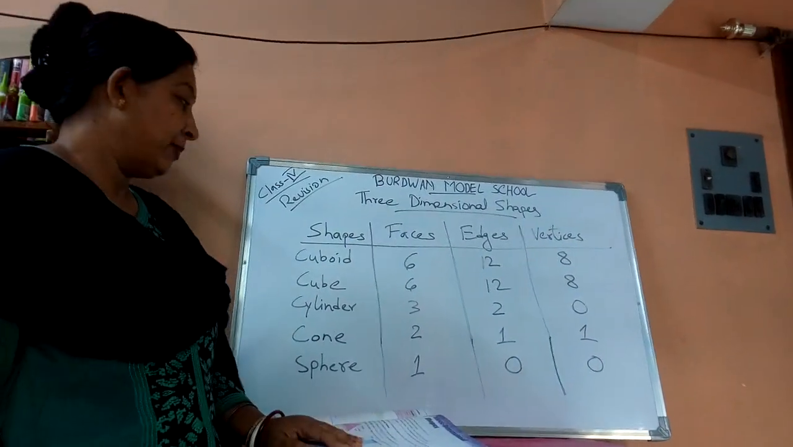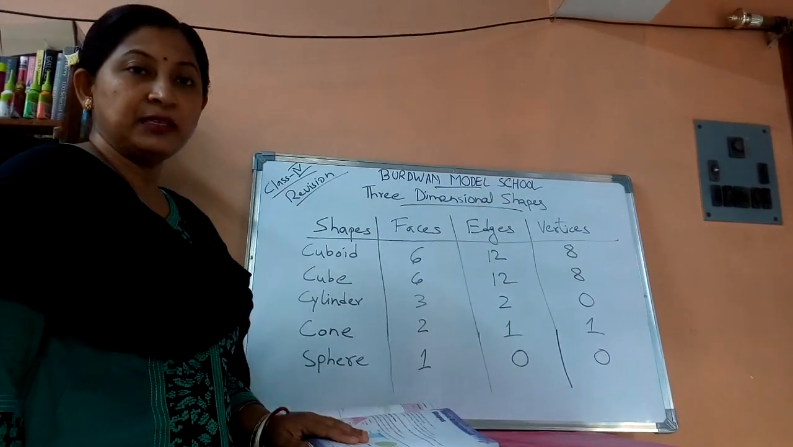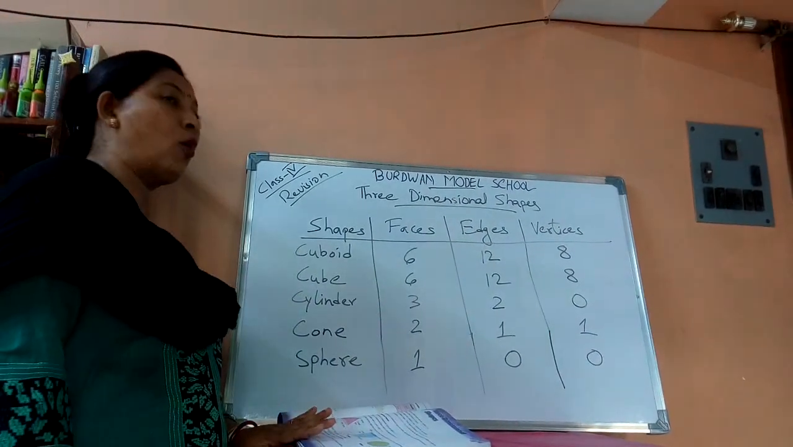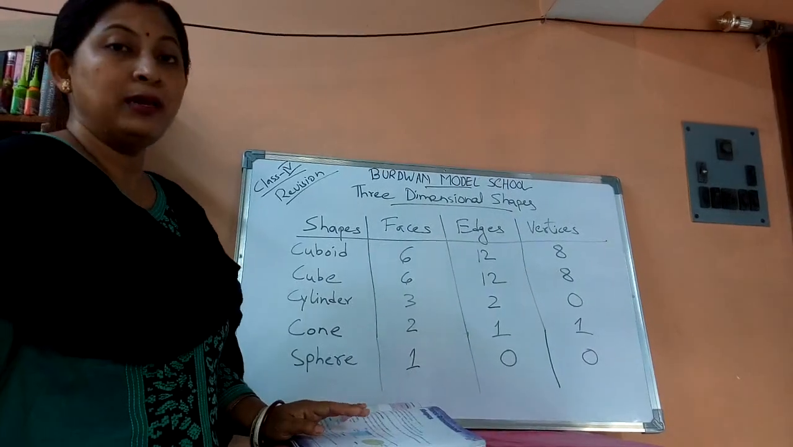Similarly, if you take a cone, you all have birthdays, so you know the birthday cap. In a birthday cap, you can see that it has 2 faces. One is the curved face and one is the flat face. It has only one corner, that is one vertex, and it has only one edge.